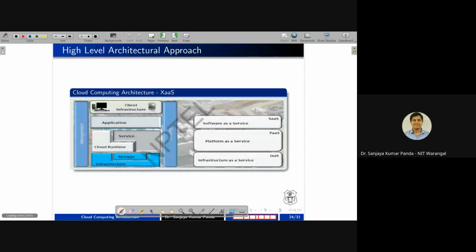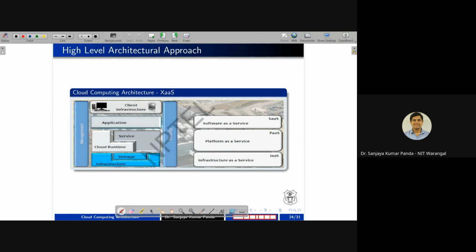Coming to XaaS, XaaS is called anything or everything as a service, because primarily it is infrastructure, platform, and software. But at a later point of time, people have come up with other types of services like sensor as a service. Some people call it healthcare as a service. Some people focus on security as a service. So overall, we consider it as XaaS.